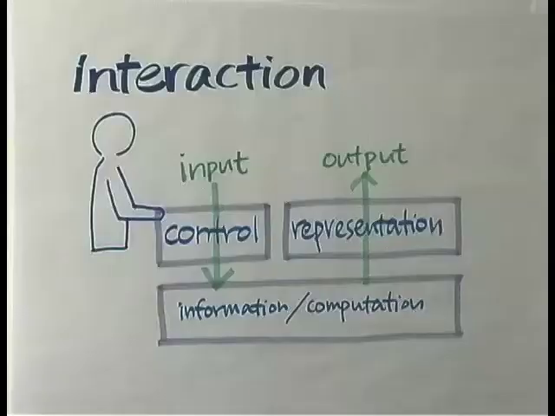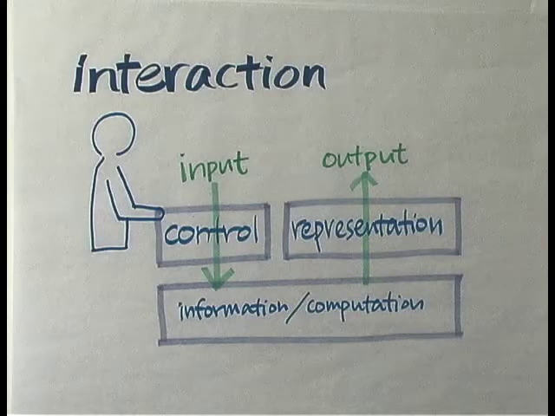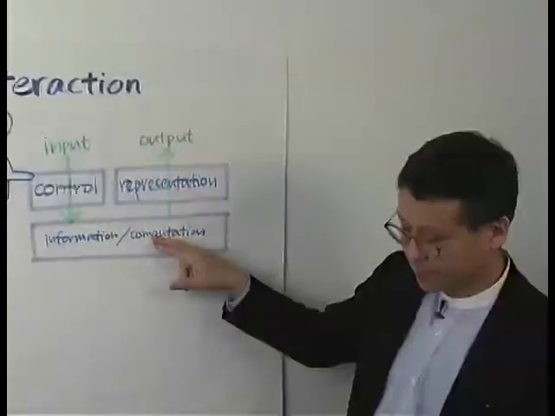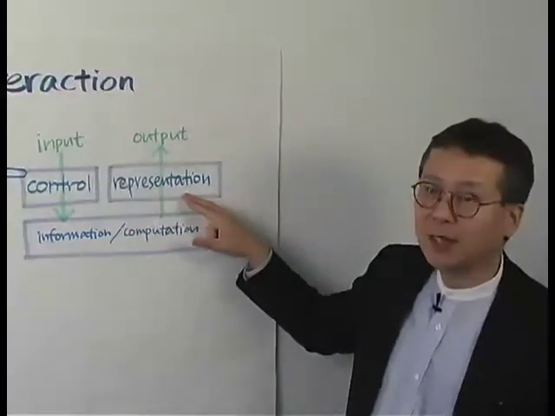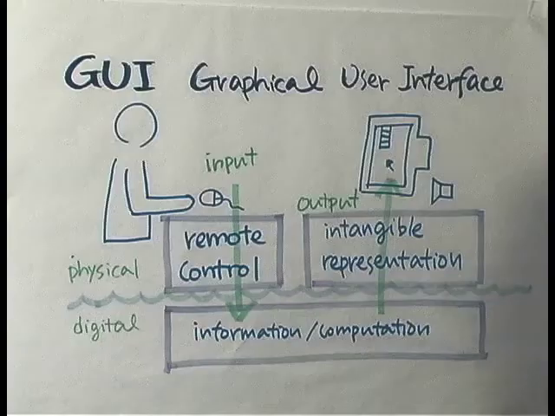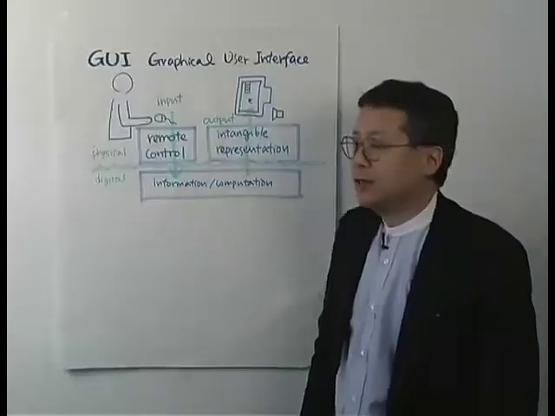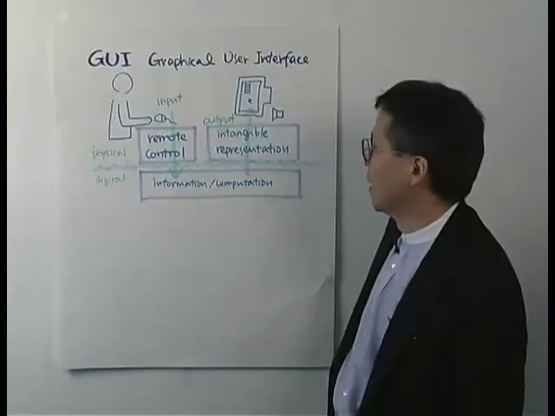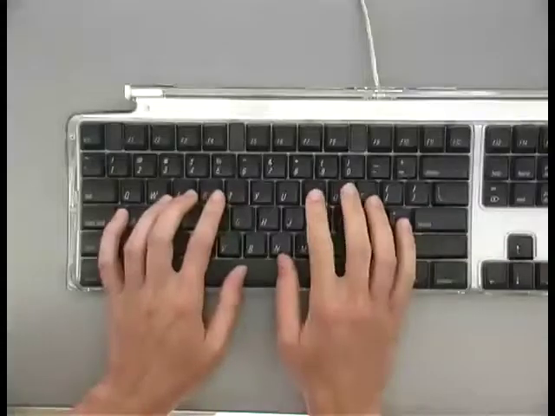Okay, let me start talking about basic interactions. This diagram shows a very simple structure. Interaction requires two key components. One is the controls through which people can manipulate access to the digital information. Also, it's very important to have external representations that people can perceive to understand the results. So this diagram illustrates the graphical user interface. The main medium of the representation is the pixels on the computer screen. That's intangible. To control these representations, the graphical user interface provides generic remote controllers like a mouse or keyboard.